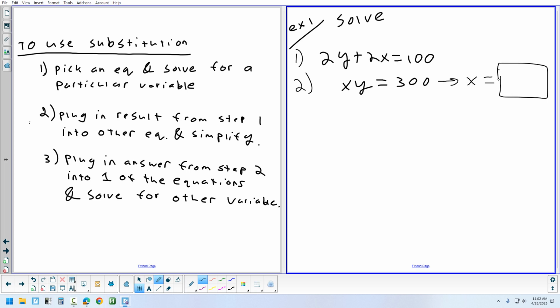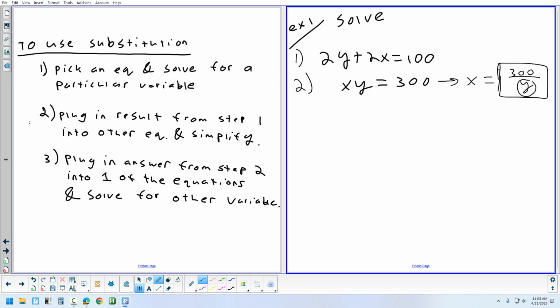So to get x by itself, what would I have to do on each side? Divide by y. So x would be 300 divided by y. Any questions how we got x by itself? So now, once I know y, I'm going to fill it back in right there. 300 divided by y will give me the answer to x. But I have to figure out y first.